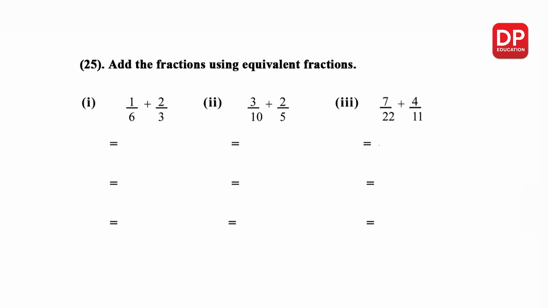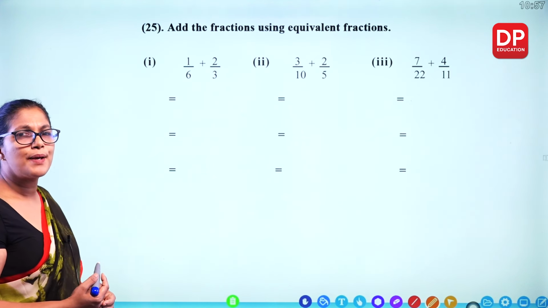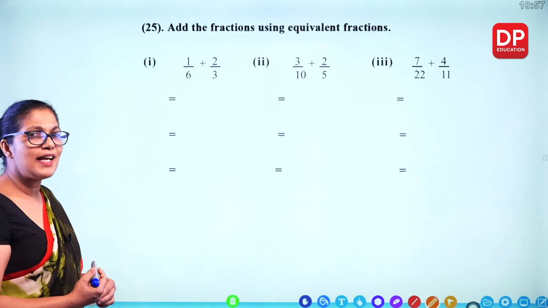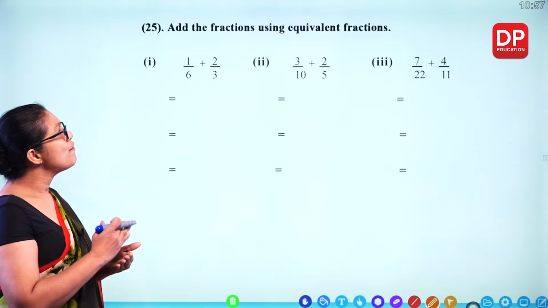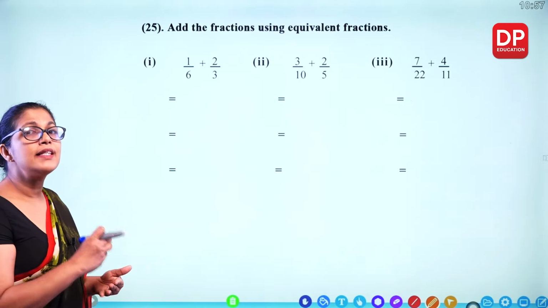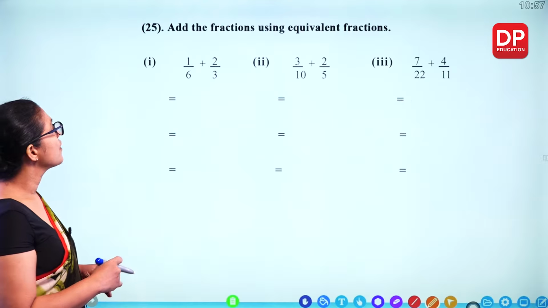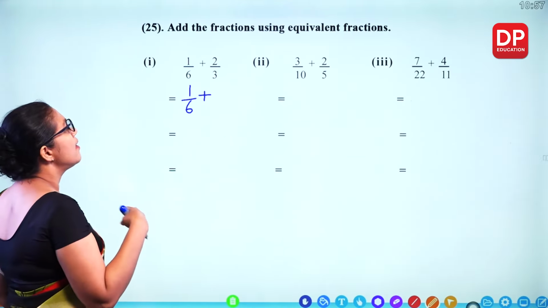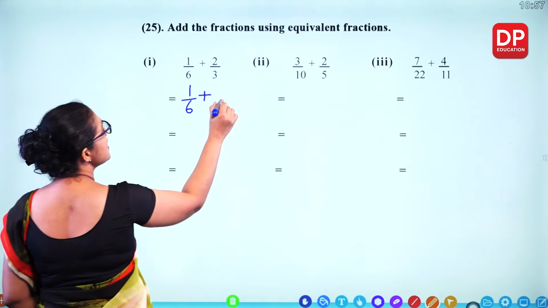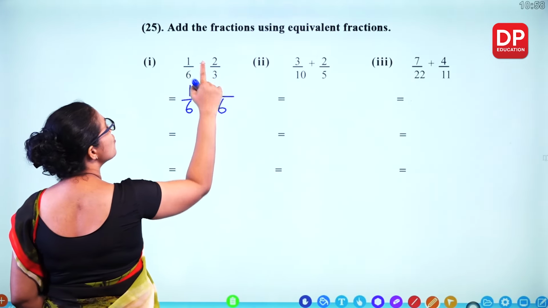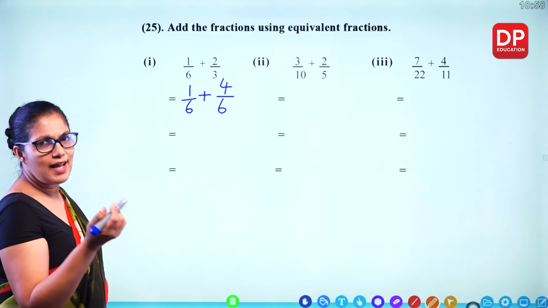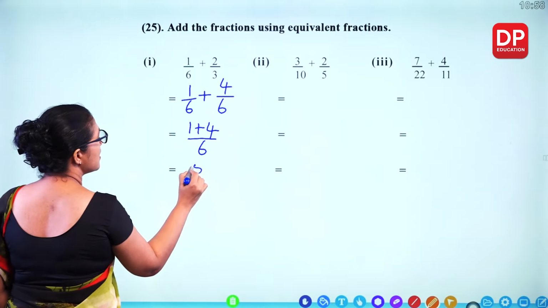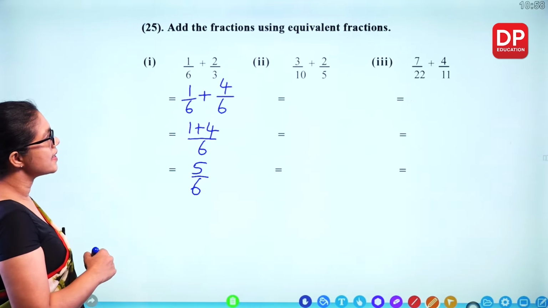Add the fractions using equivalent fractions. Now what happens here? The denominators are not the same. So you can't use the previous method. So what we do here, we find the equivalent fraction so that the denominators are the same. So we can write 1 over 6, and 2/3. What are the equivalent fractions with denominator 6? That means multiply by 2. 2 times 2, 4. Now you can add it. 6 is the denominator. We add the numerators. Answer is 5 over 6.